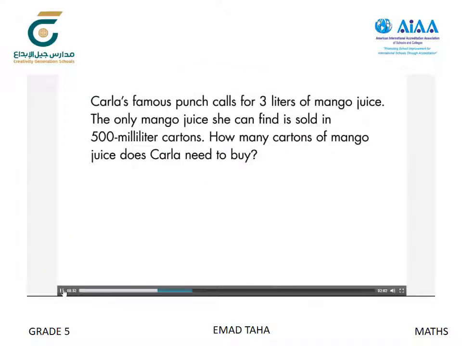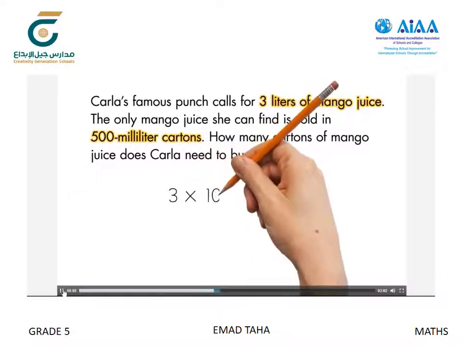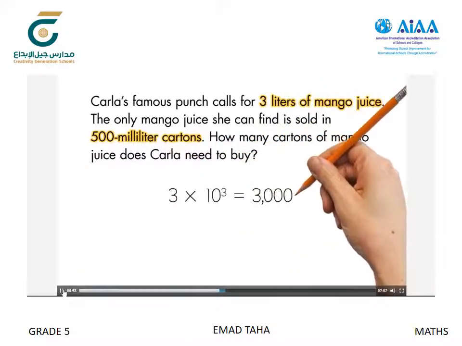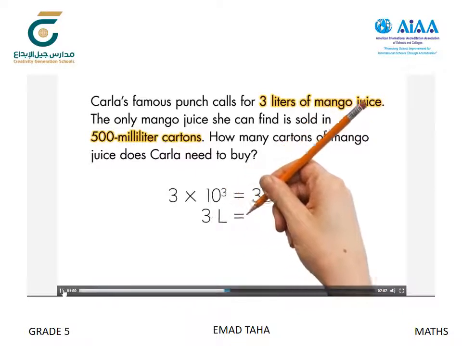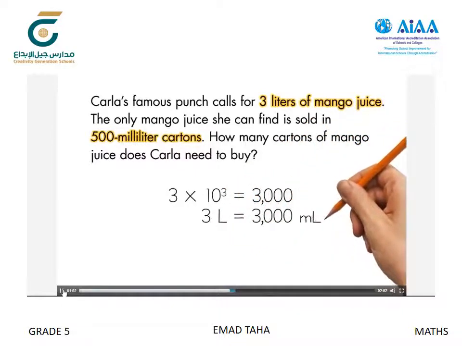This problem is key because students use what they know about multiplying and dividing with powers of 10 to convert among metric units of capacity to solve a problem. Listen and look for students who start to solve this problem by converting the total amount of juice Carla needs, 3 liters, to milliliters, the units used to measure the amount of juice in a carton. They multiply 3 times 1,000, or 10 cubed, because 1 liter is equivalent to 1,000 milliliters.